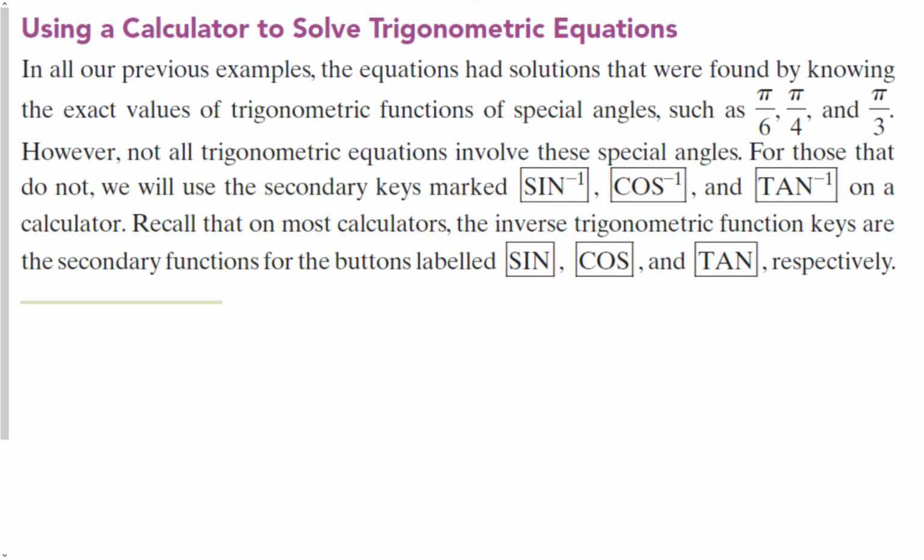So in all our previous examples, the equations had solutions that were found by knowing exact values of trigonometric functions of special angles, like all the ones on the unit circle. Those are the most common. However, there's more angles on a circle than just those special angles. Okay, so for those, we're going to use our inverse trig functions on the calculator. Be sure that your calculator is set to radians, which mine is not, in order for this to work.